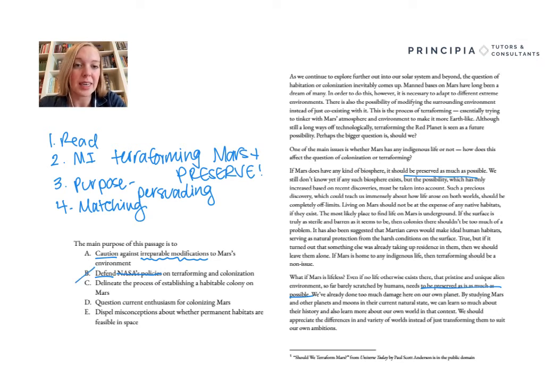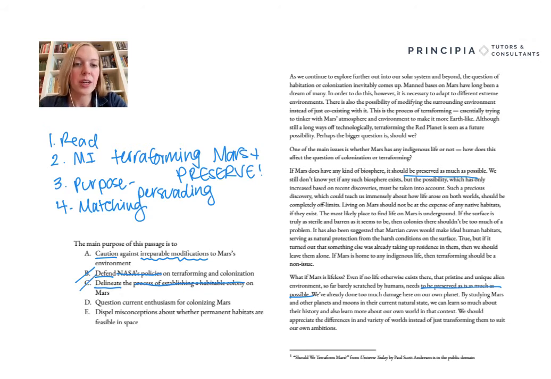Going on to answer C, delineate the process of establishing a habitable colony on Mars. Well, first red flag for me on this one is also the word delineate, which means to explain something in order. Typically, it's not going to be persuading. We also definitely are not focusing on the process of establishing a colony. It's much more so about whether we should or not. So I'm going to eliminate that option.